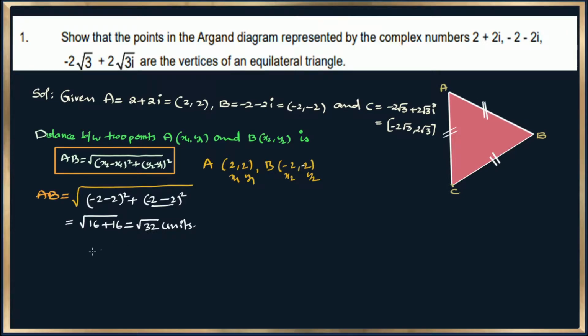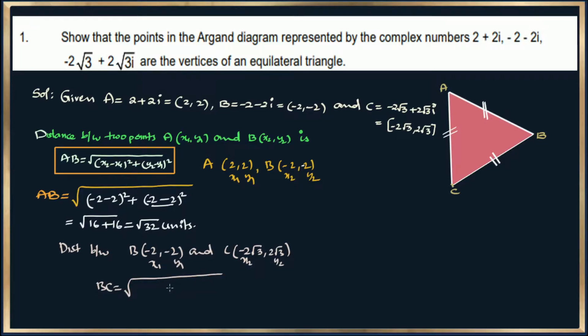Next we have to find the distance BC. What about B? B is (minus 2, minus 2), and C is (minus 2 root 3, 2 root 3). Consider x1, y1, x2, y2. Now the distance between B and C, using the formula under root (x2 minus x1) whole square plus (y2 minus y1) whole square: x2 means minus 2 root 3 minus of minus, plus 2, whole square, and y2 means 2 root 3 minus of minus, plus 2, whole square.